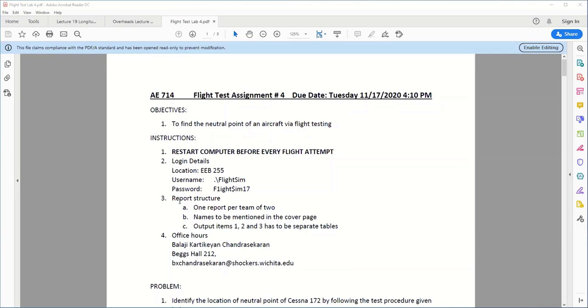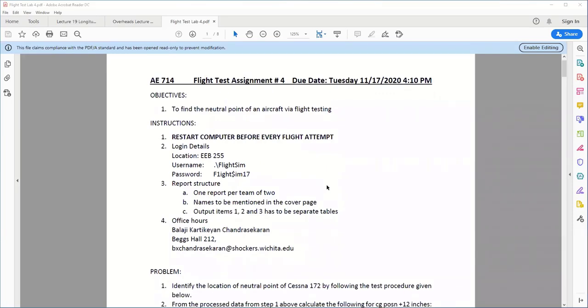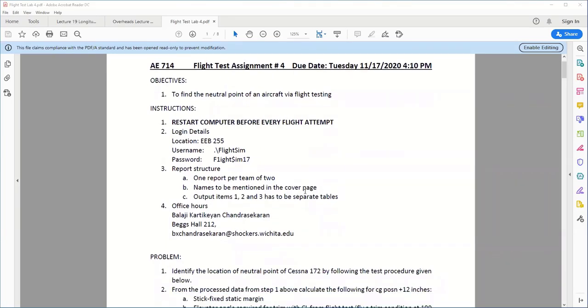It is something which you must have learned in 514. So you're just going to do the flight test to find that. The instructions still remain the same. I think I forgot to add the COVID regulations. I'll update it.